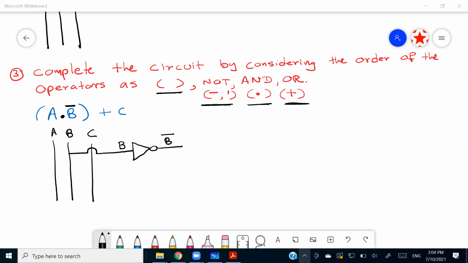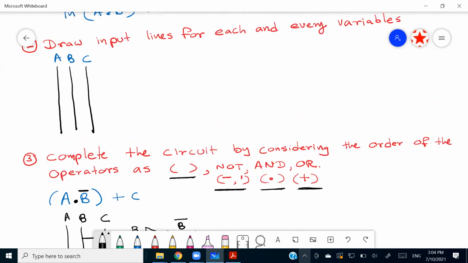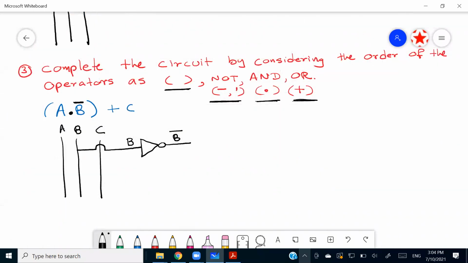Then Ravindu, in the previous step, we drew the input lines. We drew 3 lines for A, B, and C. It indicates that line A has A everywhere, line B has B everywhere, and line C has C everywhere, right? So when we take a line connecting to B, it is providing us the B, right?